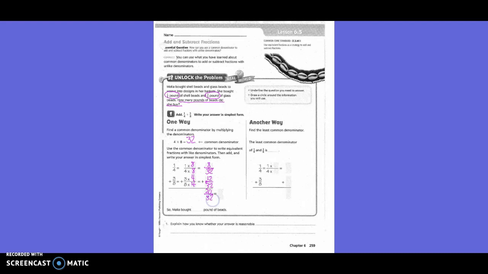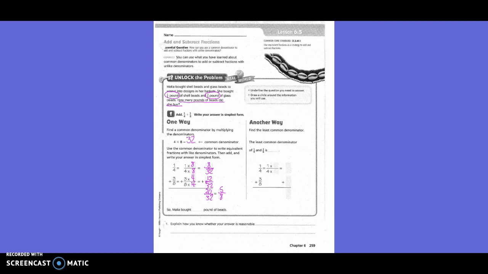Now, is that in simplest form? No. What number can go into both 20 and 32? 2. We know 2 for sure, but what about any more? 4, right? How many times does 4 go into 20? 5 times. And 4 into 32? 8 times. So they're saying our answer is 5/8.